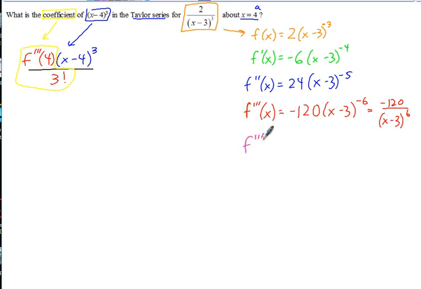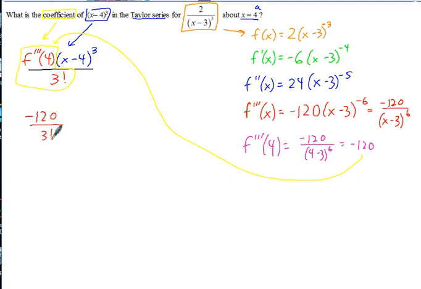So f triple prime of 4 would be negative 120 over 4 minus 3 to the 6. But that's just 1 to the 6th power is just 1. So you just end up with negative 120 over 1. So to bring this down, we can substitute that right in here, because now we know what f triple prime of 4 equals. So it equals negative 120, this is our coefficient, divided by 3 factorial. But 3 factorial is just 3 times 2. So that's negative 120 divided by 6 is negative 20.